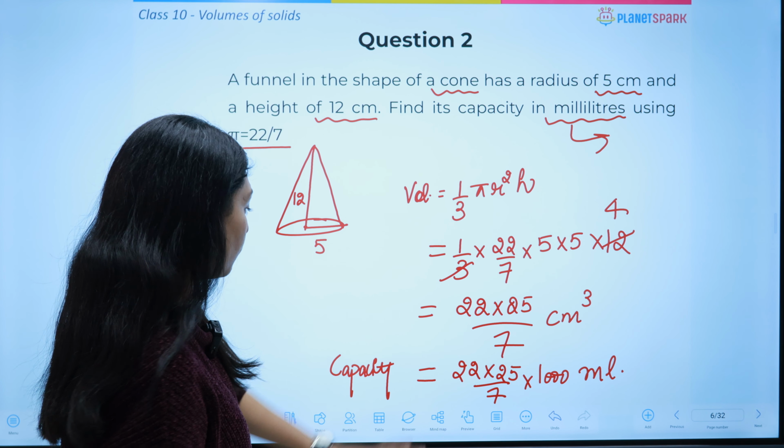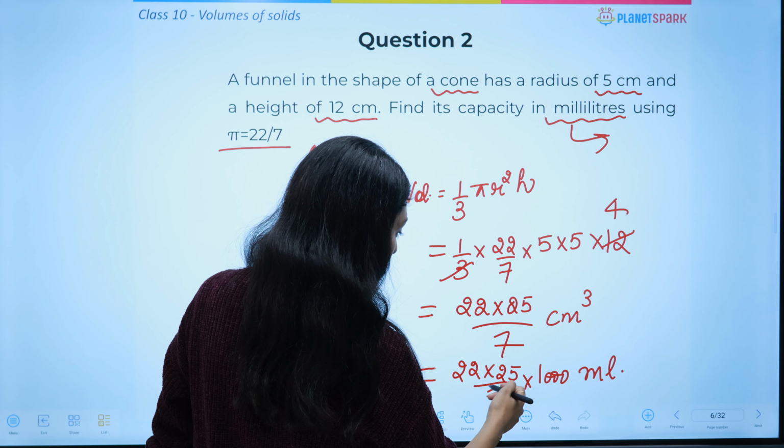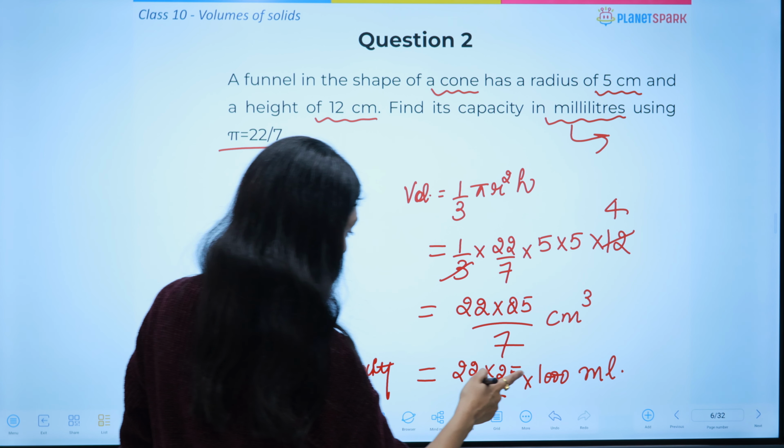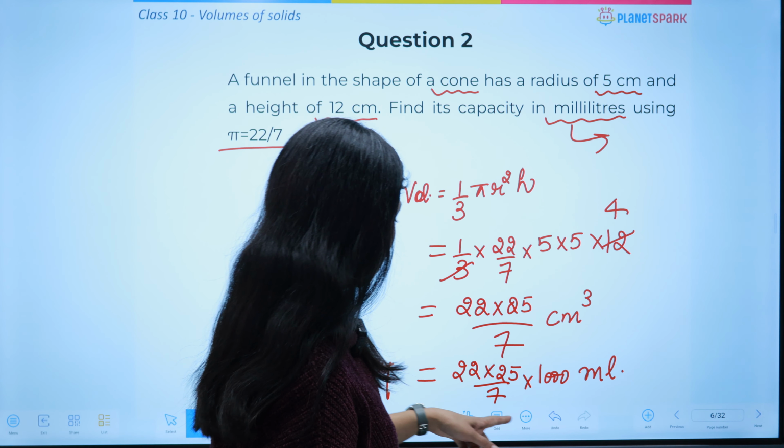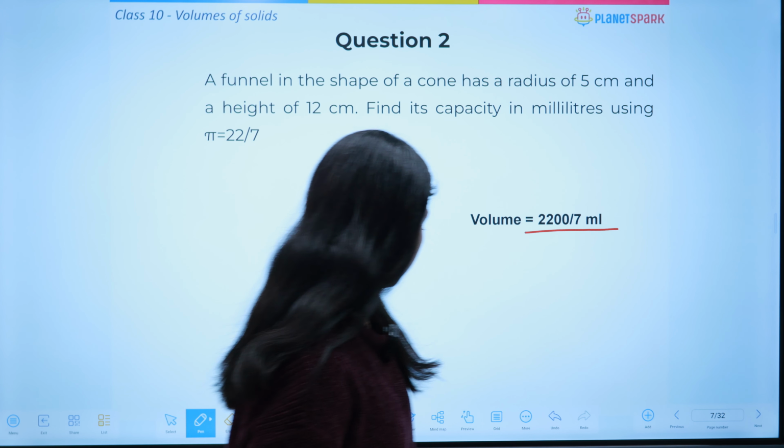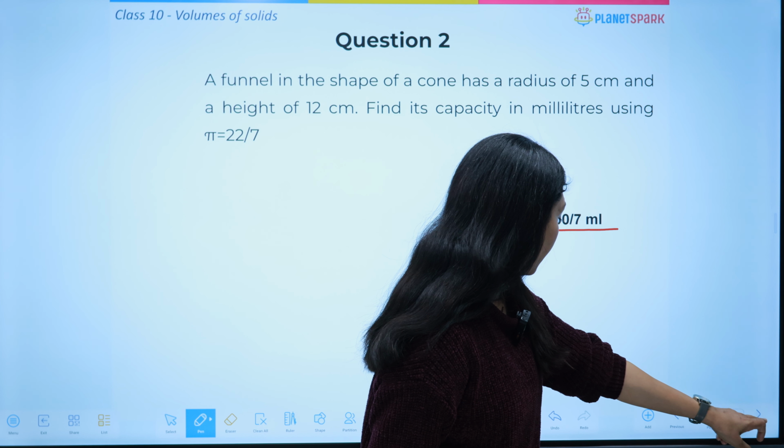Directly, if you want to write it this way, you can. Simply cancel it out. Next one.